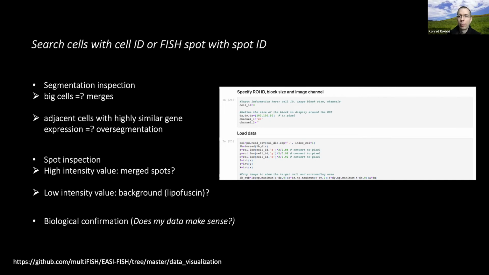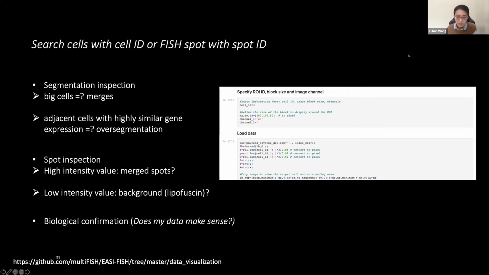The same goes with spot inspection. We can plot the histogram of the spot intensities, and we can pick a certain cutoff based on some automated thresholding algorithms, and then we can evaluate whether these are proper thresholds.